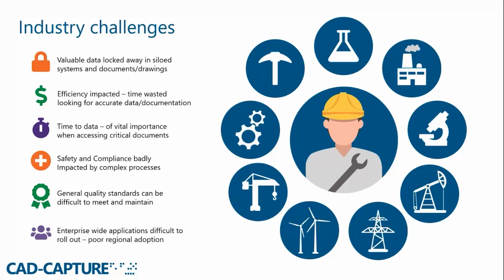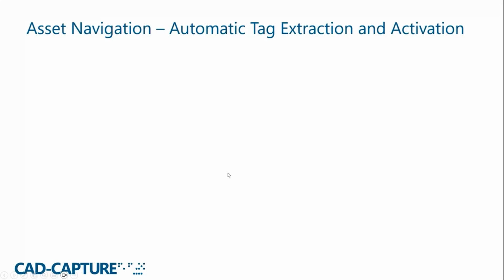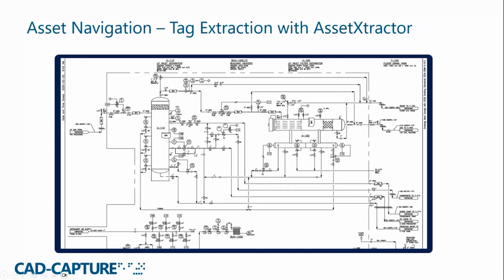Again, because all these industries are facing these sort of challenges, and we've been able to help these organizations when they've used our tool set. So asset navigation itself splits into 2 main parts: the automatic tag extraction and then the activation of those tags. I'm going to go through those 2 parts of the solution separately now to give you an idea of how, firstly, the tag extraction can be used on its own, and then how it leads into the integrated solution that we have for the OpenText asset navigation solution as a whole.